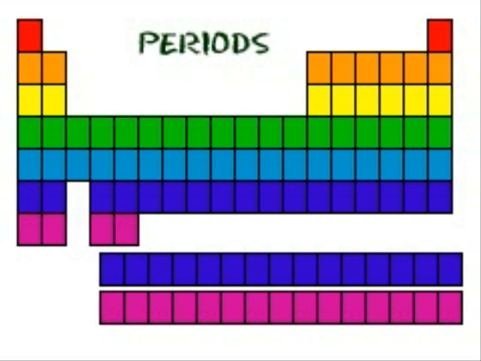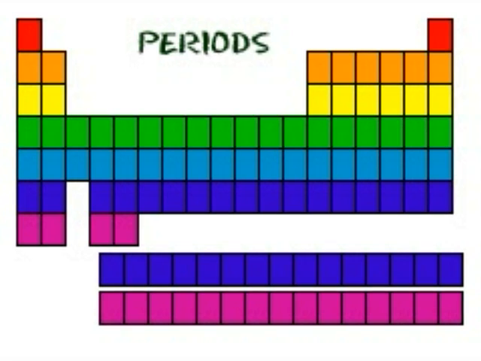The first way is by periods. Like high school students have class periods similar to their interests, the elements in a period have the same number of electron shells, or orbitals, for its electrons. Periods run horizontally on the periodic table.